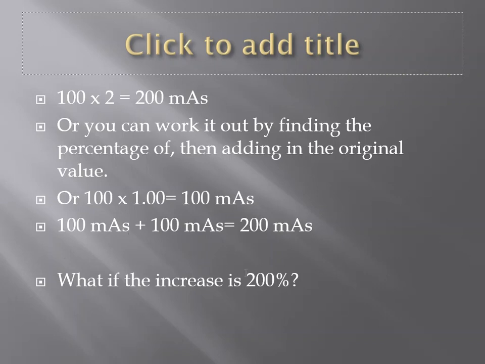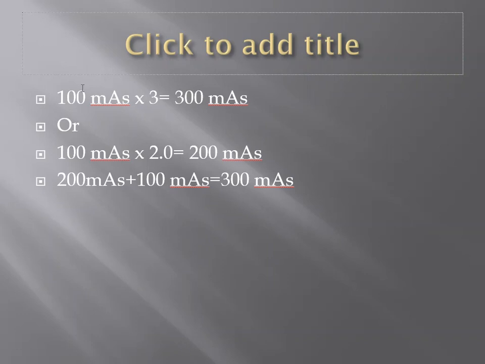But again, if we increase by 200%, then what we've got is something totally different. So you can work that out in one of two ways as well. You can mentally realize that the original one added to the 200% increase gives you essentially a mass value that would be 300% of what it originally was. So you could just say, well, 300% is 3. So 100 mass times 3 gives you 300 mass.